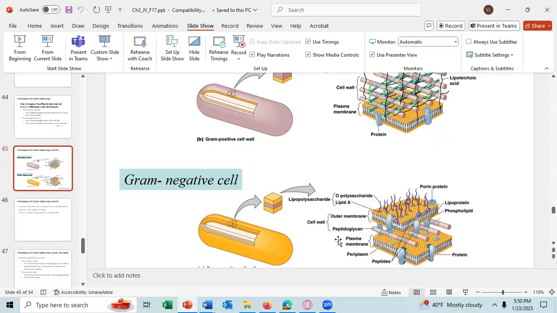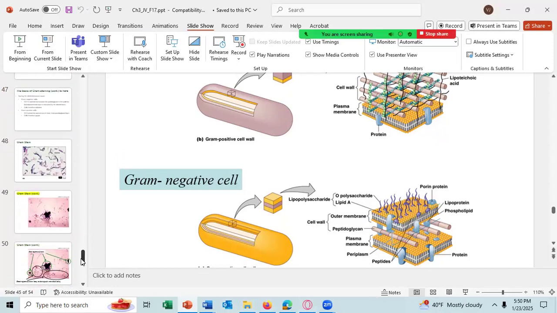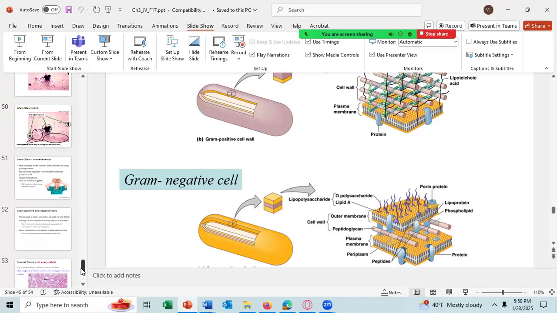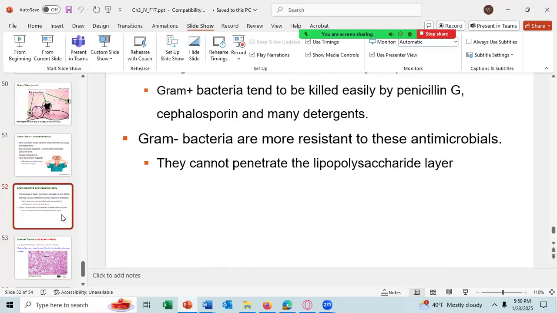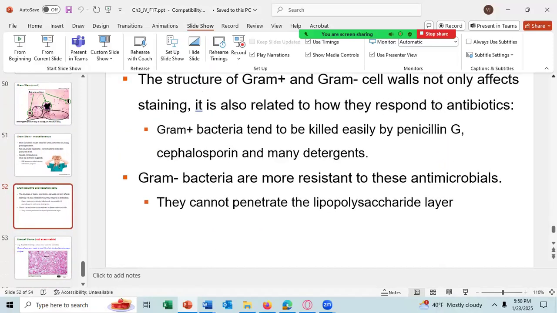Any question about any of that? So the difference in the cell wall can have more than just how the cell will stain under the gram stain. It can also affect certain antibiotics and other agents that could kill cells.